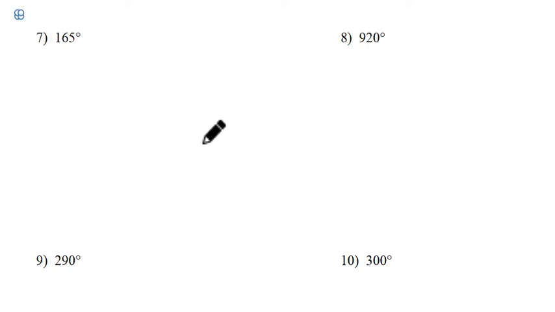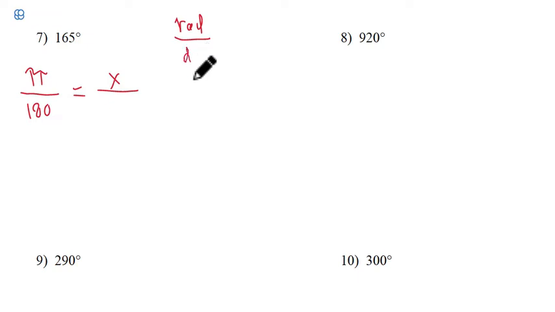All right, first step. Anytime we're going from degrees to radians, we're going to set up a proportion. On the left side, we're going to have pi over 180, and that's always what the left side is going to be equal to. Now, up top, we're going to put x, because we're going to have radians over degrees equals radians over degrees. What does that look like? Radians over degrees equals radians over degrees.